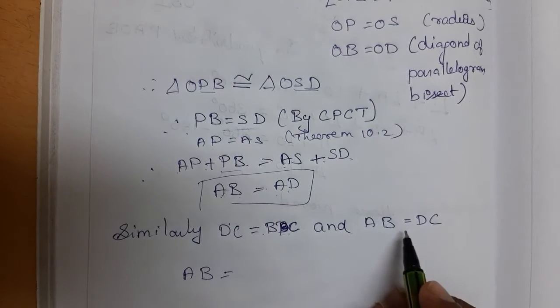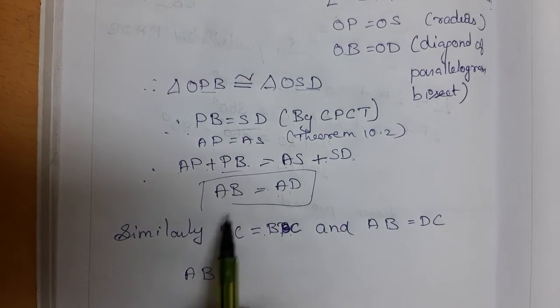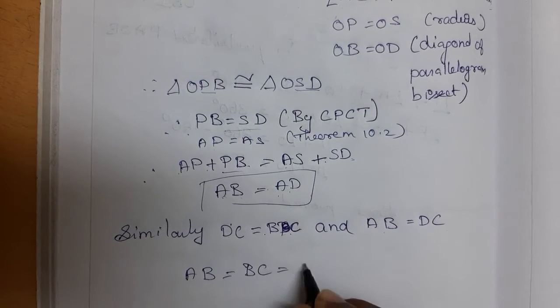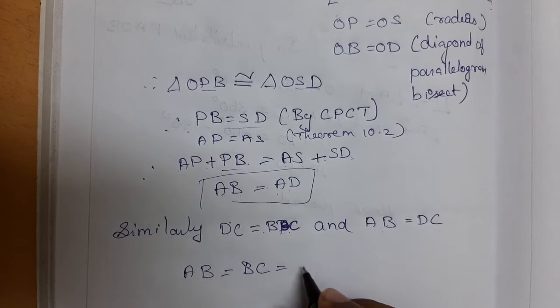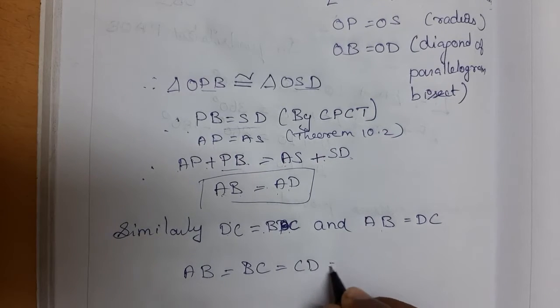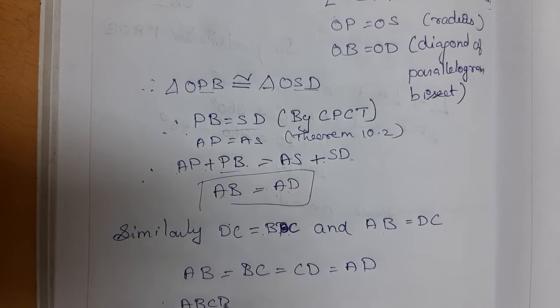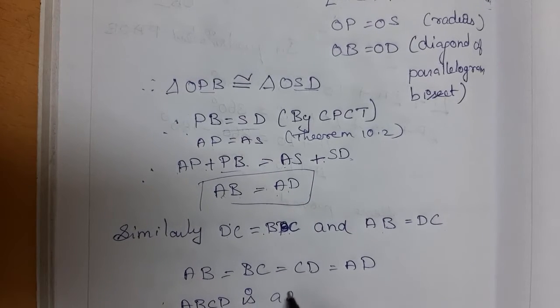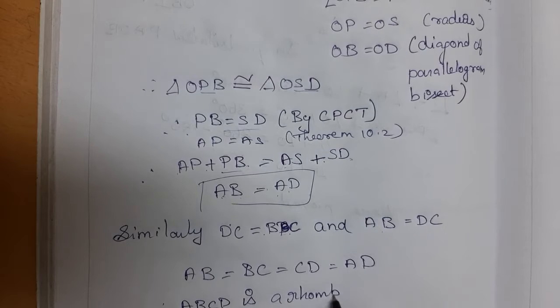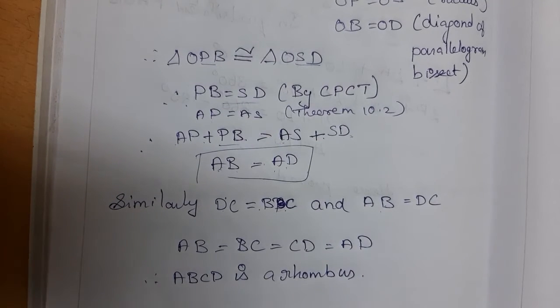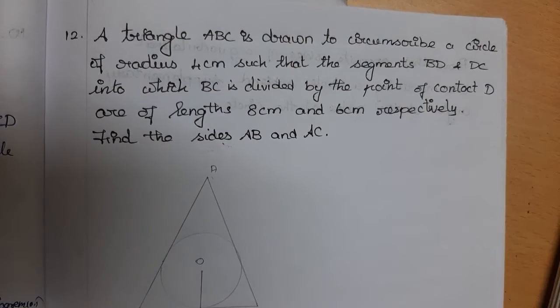AB is equal to AD and AB is equal to DC and DC is equal to BC. So AB is equal to BC is equal to CD is equal to AD, I am just writing in the order. Therefore ABCD is a rhombus. So for a rhombus, just proving all sides are equal is enough. So here we go for the next problem.